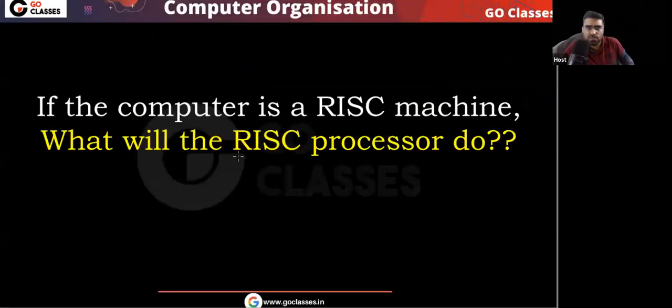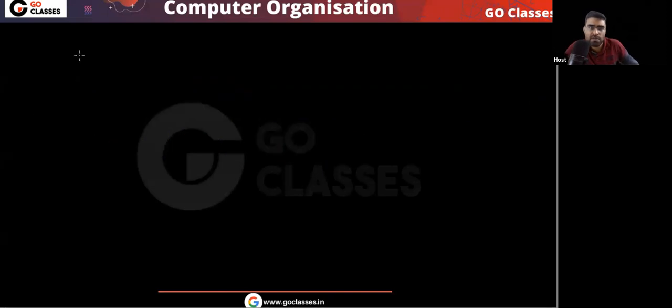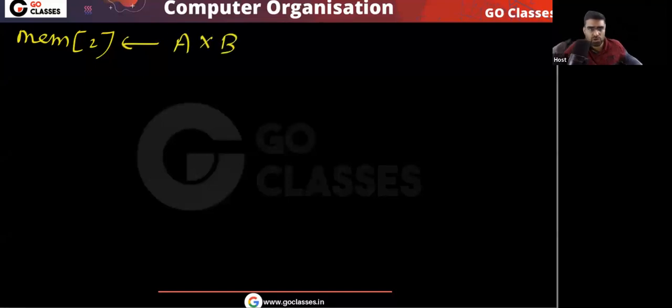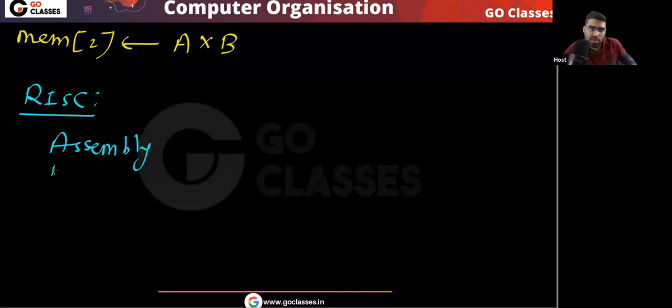And what will the RISC do? What will the RISC do for the same task? This is our task. Remember, in the memory address at this location, you have to put A multiplied by B. So tell me what the RISC will do. On the RISC computer, what does the assembly language programmer have to do? If you are the assembly language programmer, then what do you have to write? First, you have to load, yes or no?